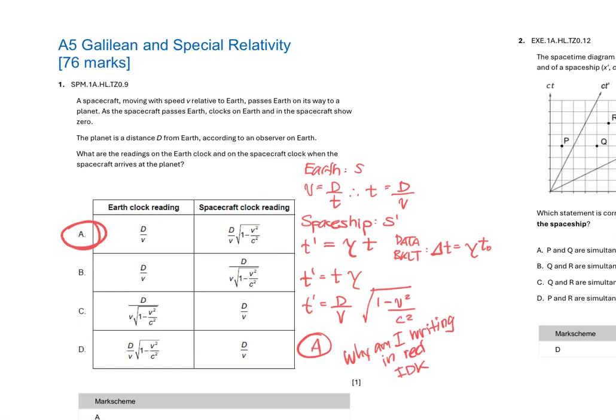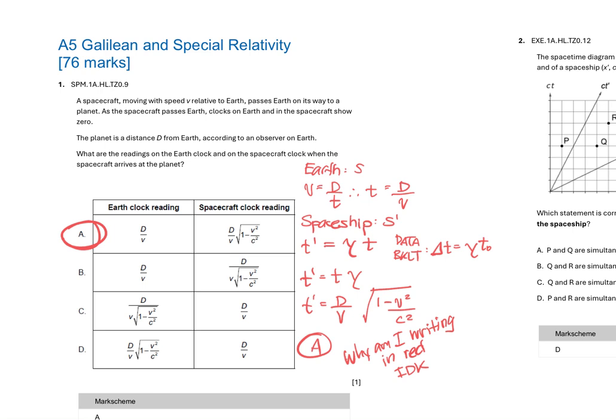Okay, so we have our A5 Galilean and special relativity questions. Number one has a spacecraft moving with a speed v relative to Earth, going pretty fast, I'm sure. It passes Earth on its way to a planet. When the spacecraft passes Earth, the clocks on Earth and in the spacecraft show 0.